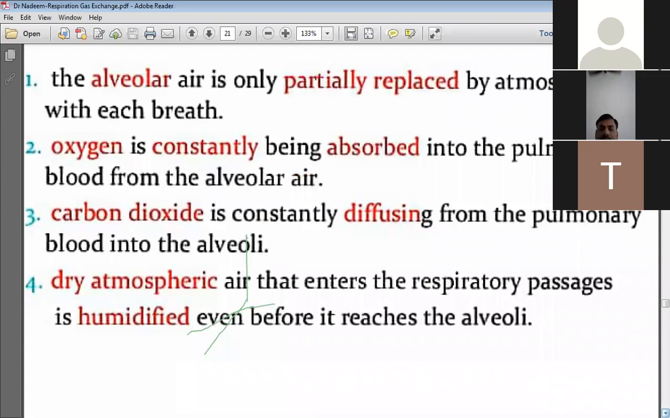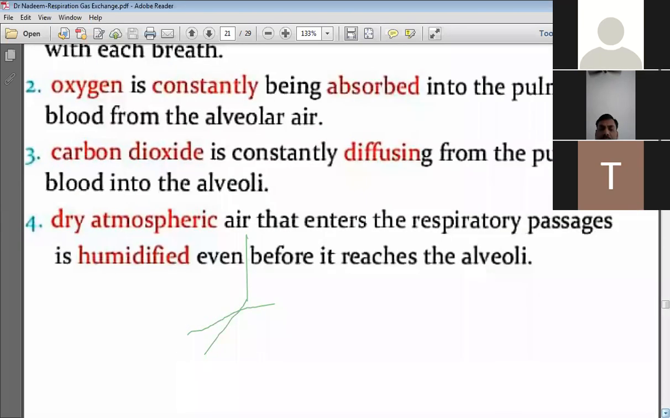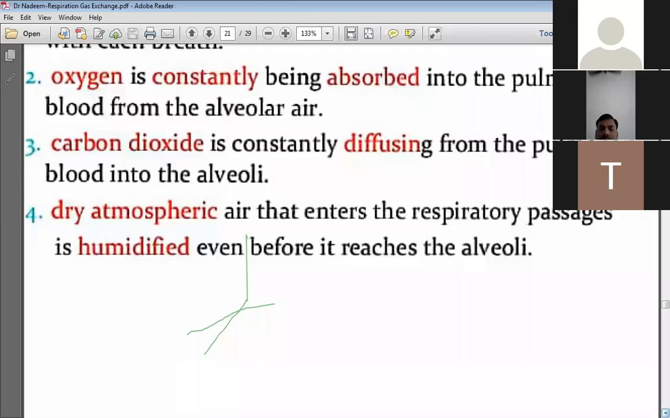Here it is mentioned what the replacement theory is. The idea that the air we breathe replaces the alveolar air is not true. Alveolar air is only partially replaced by atmospheric air with each breath. So oxygen is constantly being absorbed into the pulmonary blood from the alveolar air, and carbon dioxide is constantly diffusing from the pulmonary blood into the alveoli. Dry atmospheric air that enters the respiratory passages is humidified before it reaches the alveoli.